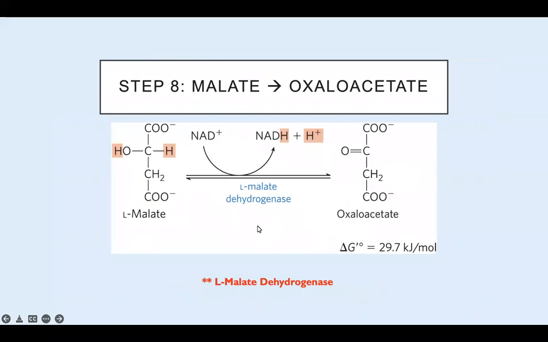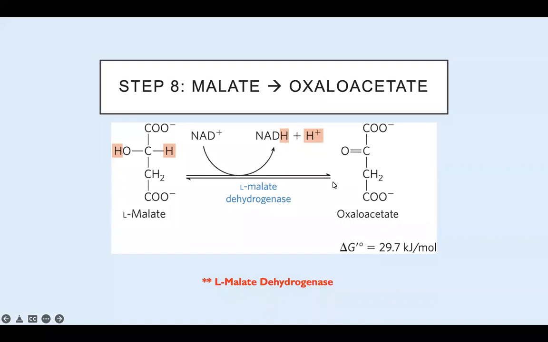Finally, we have the last step, again in quotation, step of the citric acid cycle, where malate is converted to oxaloacetate, specifically L-malate. It's the active form of malate. If it's in any other form, it's basically useless and the citric acid cycle cannot proceed. So as a result, the enzyme used is L-malate dehydrogenase. And again, we see the reduction of NAD+ to NADH, and that is it.